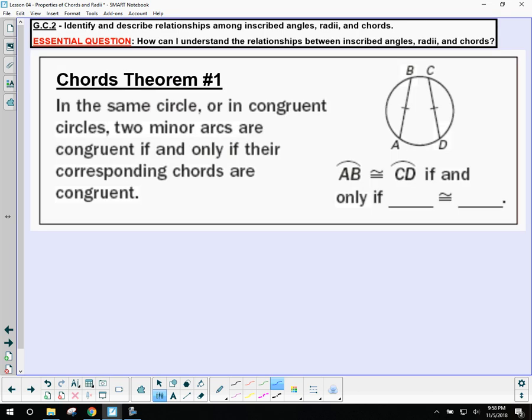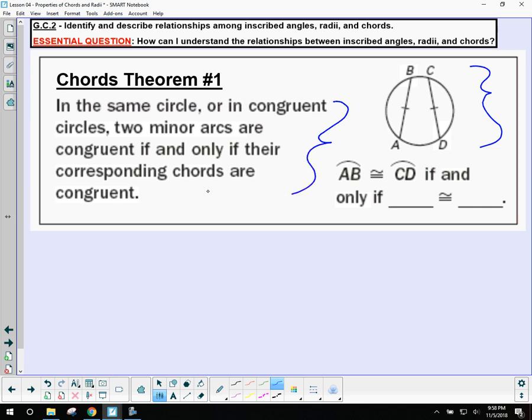So you should have a printout for this. Again, should. Find Chords Theorem number 1. Your box is going to look like this. I honestly think your letters may or may not be different from this, and you're essentially filling in the blanks over here.